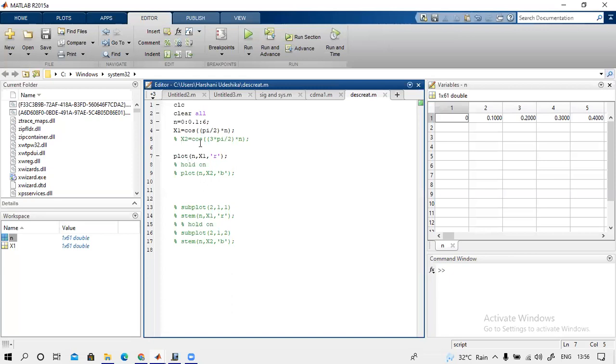So here I use this x2. Here it should be 5, 5 by 2 by n. So this is the second signal. Now I'm going to plot the second signal also in the same plot. Hold on, and I plot it again. Let's see what happened.